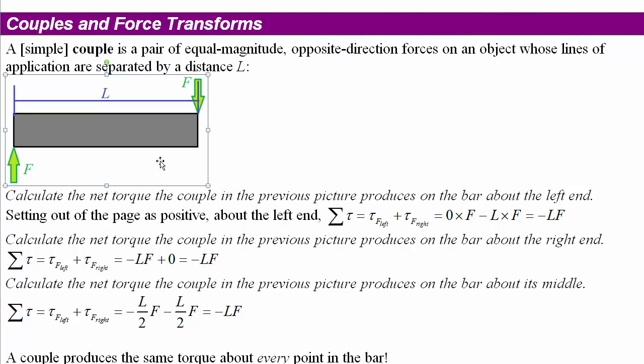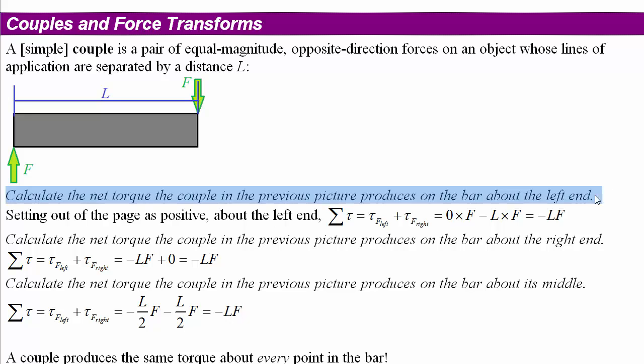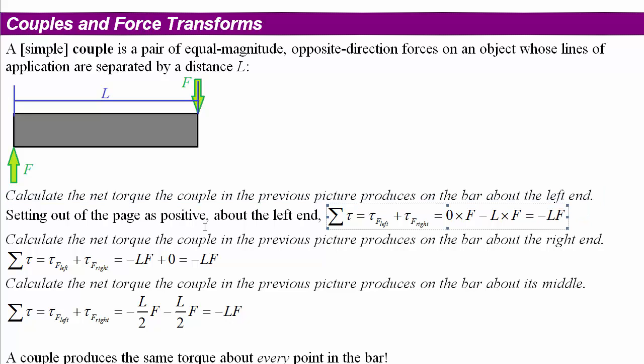To help reinforce what these do, why don't you give these a shot even though the answers are on the screen. See if you can calculate the net torque that this couple of forces produces about the left end of the bar. If you work that out, you'll find it's L times that F. It produces a torque in the clockwise direction given by L times F. So if we define out of the page as positive, then clockwise direction would be a negative torque, so it's negative LF.